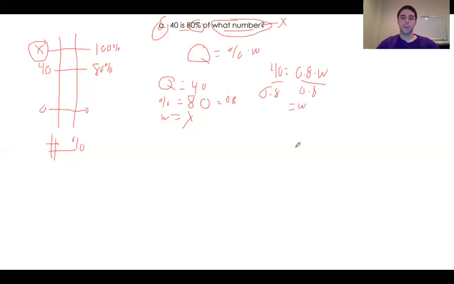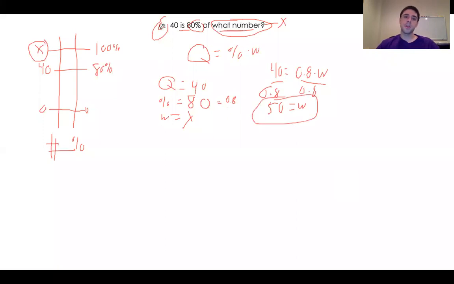And what's that going to make our whole? What's our whole value going to be as a result? 40 divided by 0.8, what's that going to give us? It's going to give us 50. 40 divided by 0.8 is going to be 50, which is our whole.